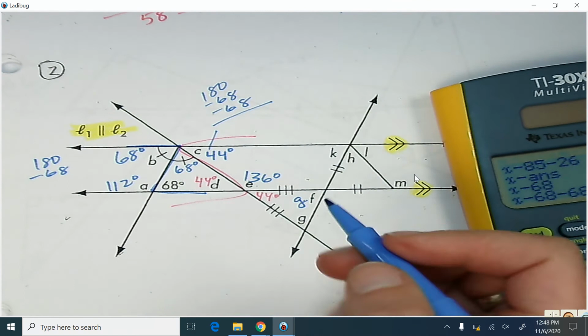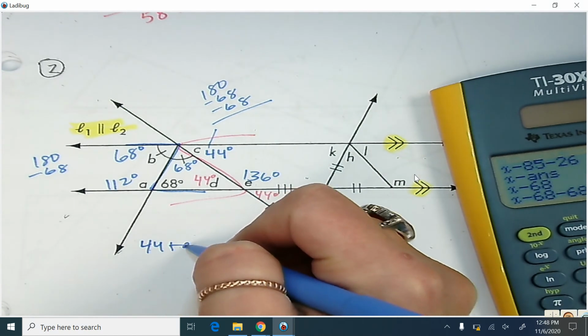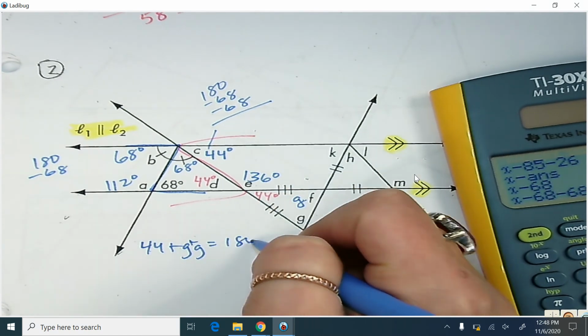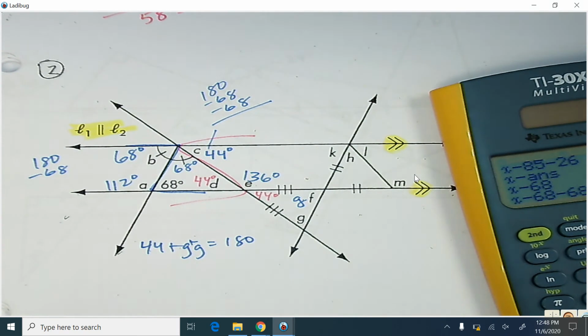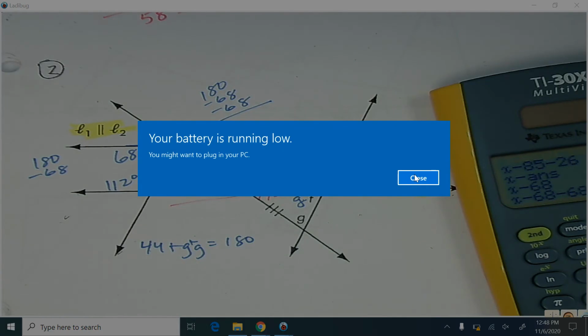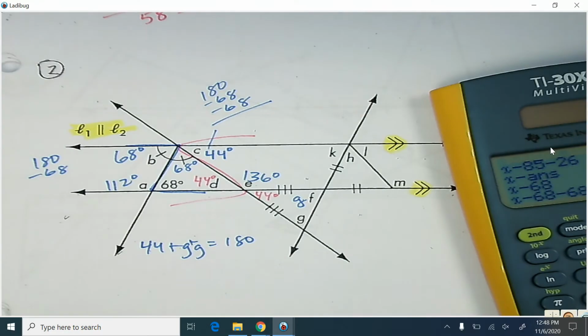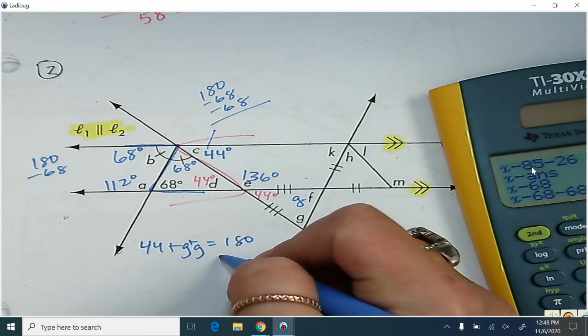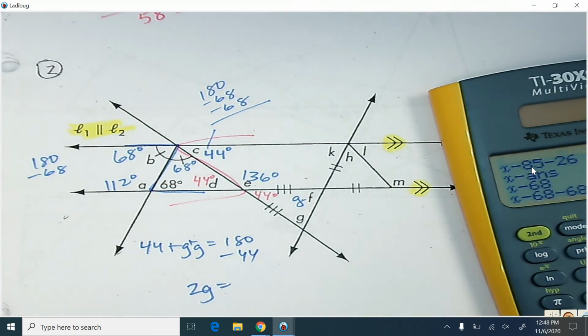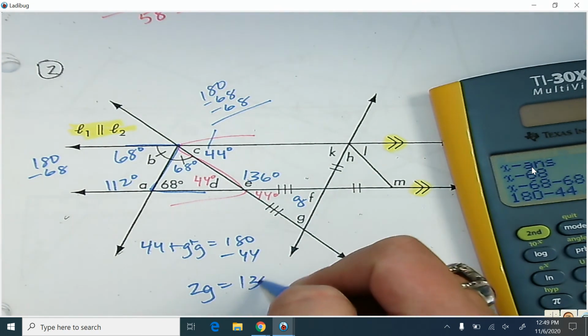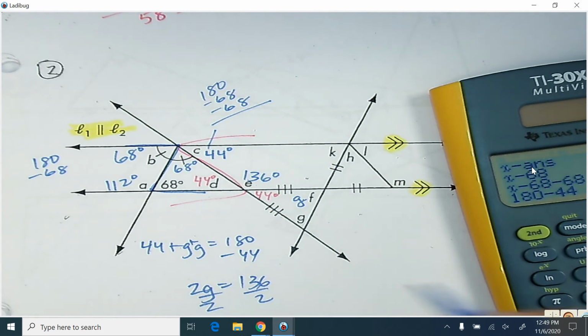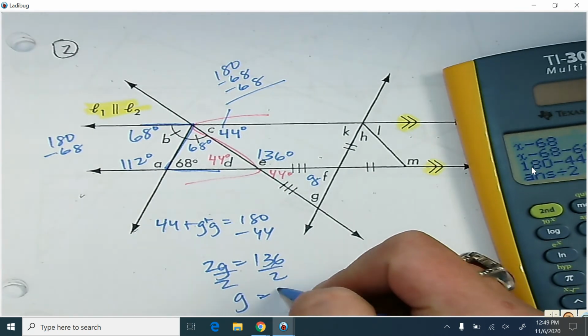And then some of you are going to want to write an equation and do 44 plus G equals 180. Others of you are going to want to do 180 minus 44 and then divide by 2. Either way is fine. Okay, so you subtract 44. I'm going to get 2G equals 136. You divide by 2, and you're going to get 68 degrees.